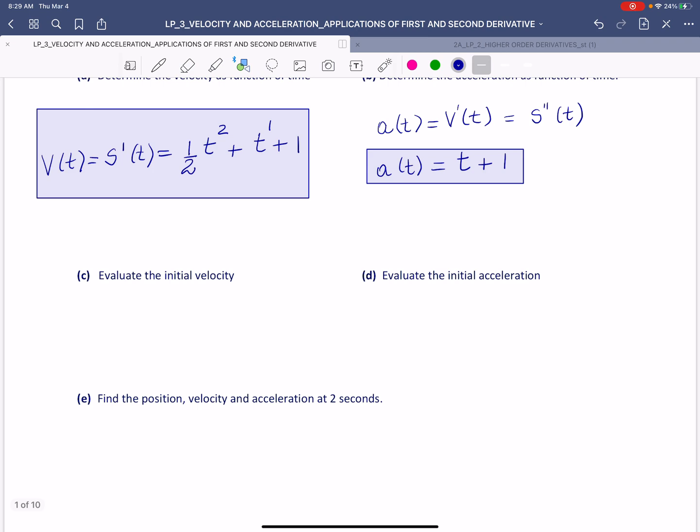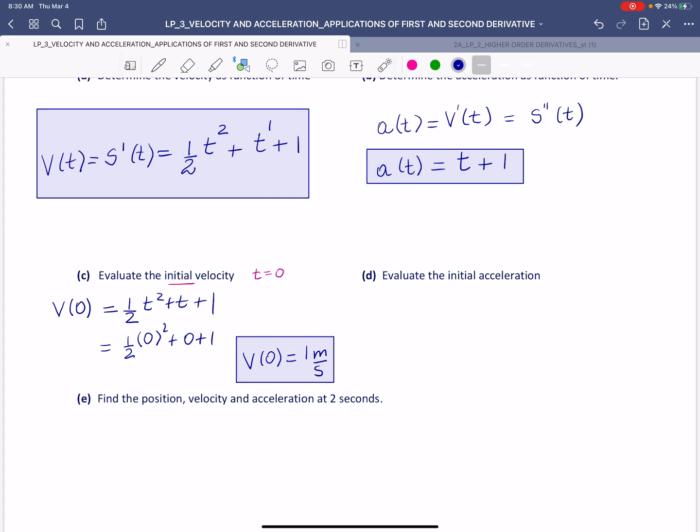The next question will try to evaluate the initial velocity. So pay close attention to the word initial. Initial means at time equals 0, which means that we are trying to evaluate velocity at 0. Now we know that velocity is 1 over 2 t squared plus t plus 1. That's the equation we obtained for it. So at 0, this will turn into 1 over 2 times 0 squared plus 0 plus 1. So we'll say that v(0) equals 1 meter per second.